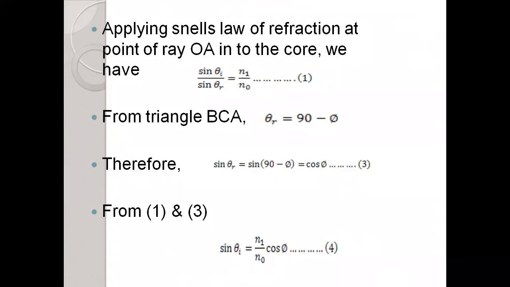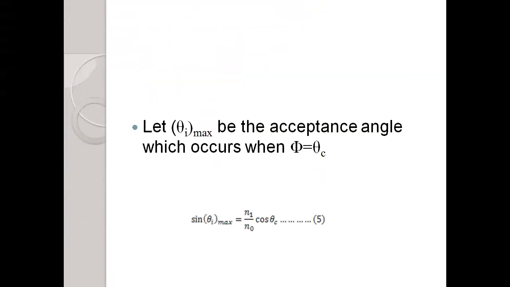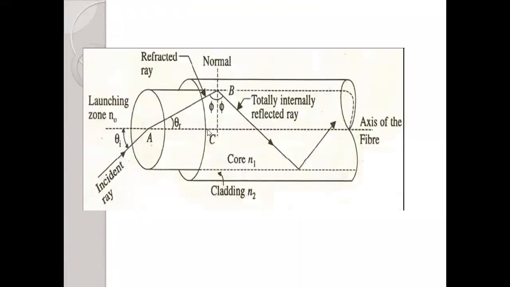Let us substitute the same in the formula. Theta I is the incident angle, theta r is the refracted angle, n1 is the refractive index of the second medium, that is the core, and n0 is the refractive index of the first medium, that is the surrounding medium. So sin theta I by sin theta r is equal to n1 by n0. From the figure, you can observe that theta r is nothing but 90 minus phi. If you take triangle BCA, this is a right angle triangle, so the sum of the angles of this triangle will be equal to 180.